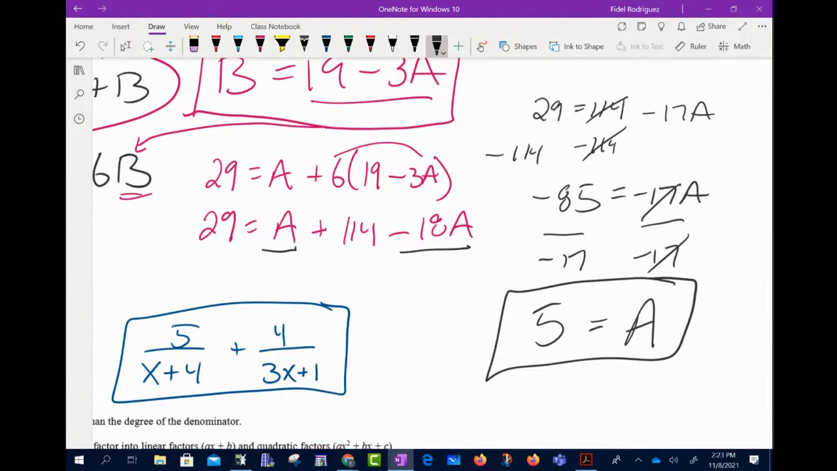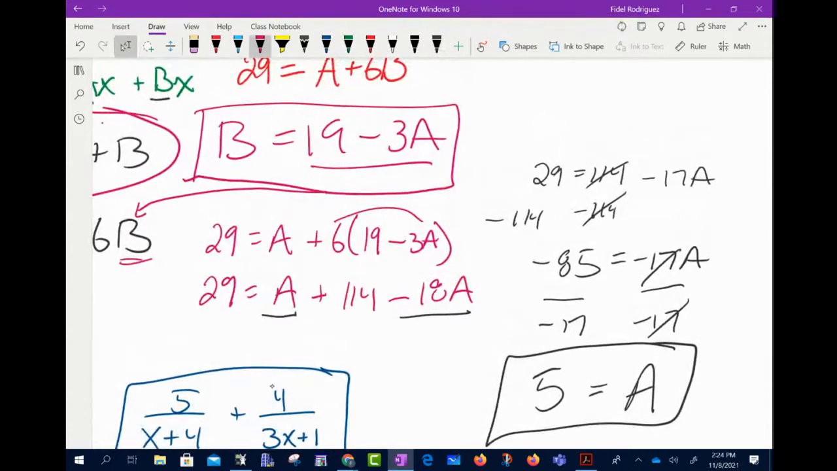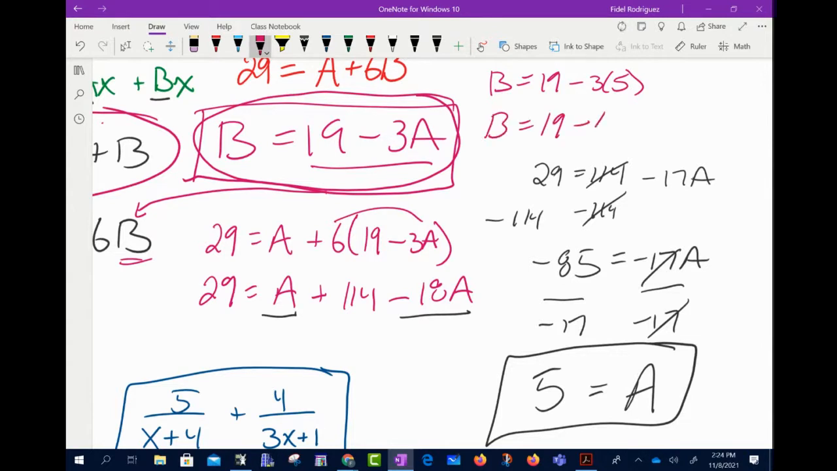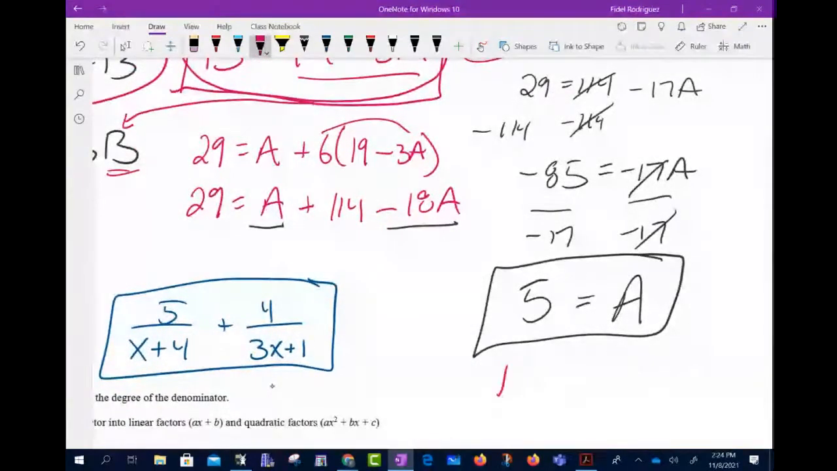If we know what a is, we still have to find b, right? So we want to find b. I'm going to come back up here. I want you to look at something. Look at what I have up here in the pink: b equals 19 minus 3a. So b equals 19 minus 3 times 5. So b equals 19 minus 15. B is equal to 4. Here's my A. Here's my B.